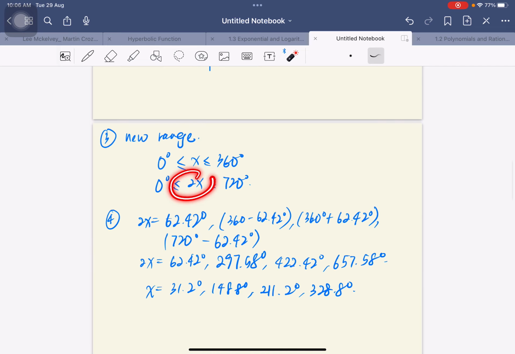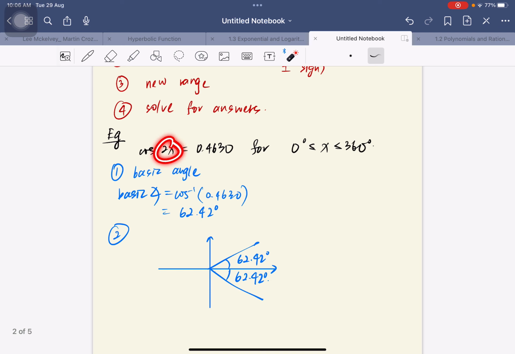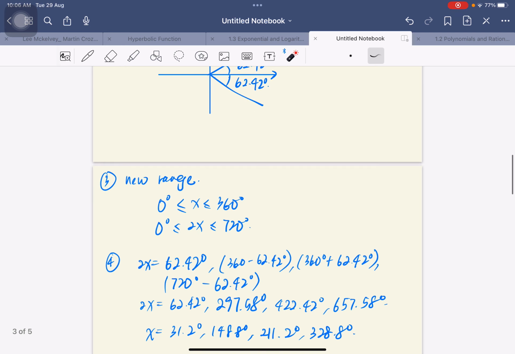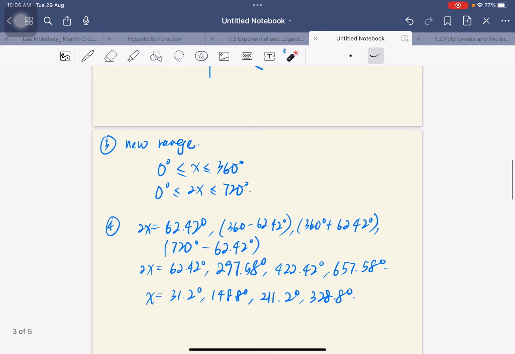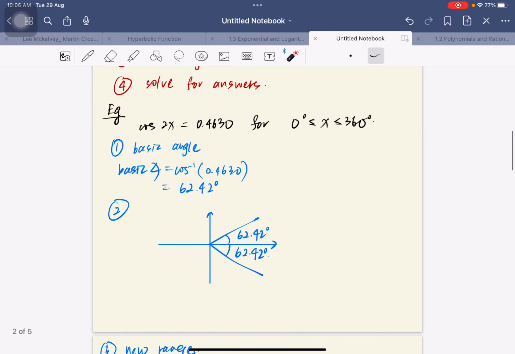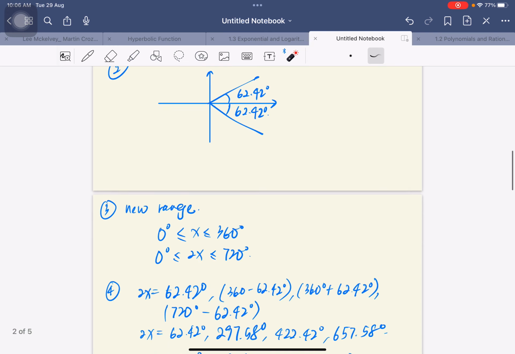And the new range. So we need to set a new range according to the question. So we have 2x, so we're going to set a new range for 2x. And we find out all the solutions for 2x. And then in the end, we're going to divide by 2 to look for x. So these are our solutions for this question. And let's look at another one.